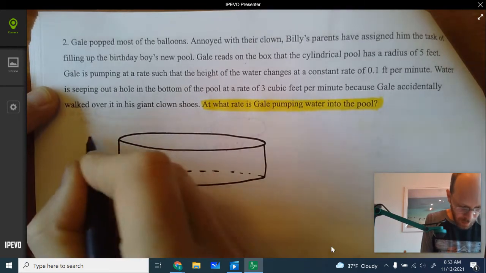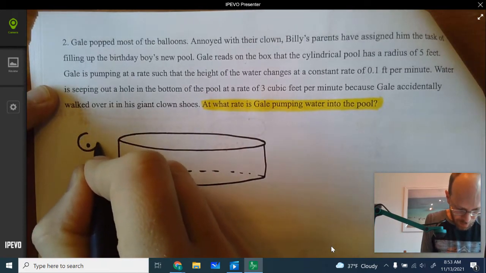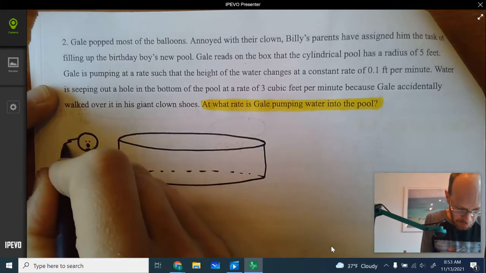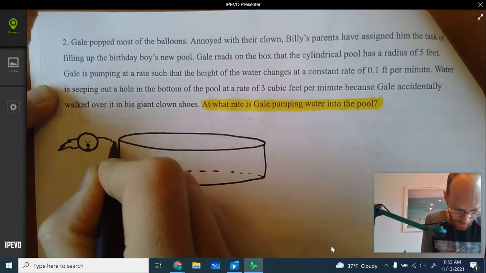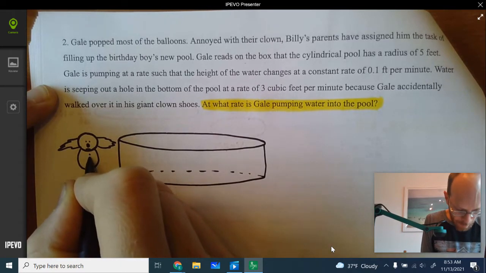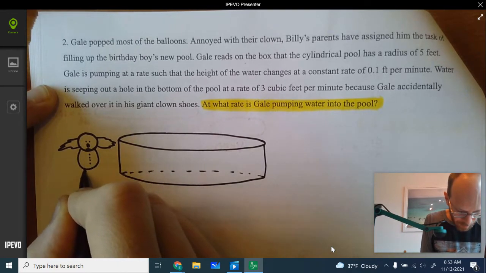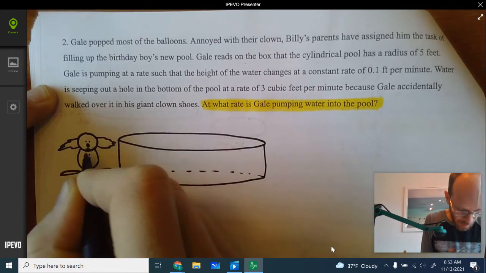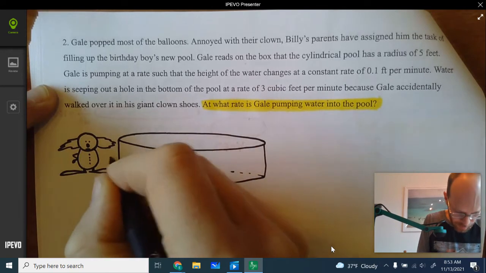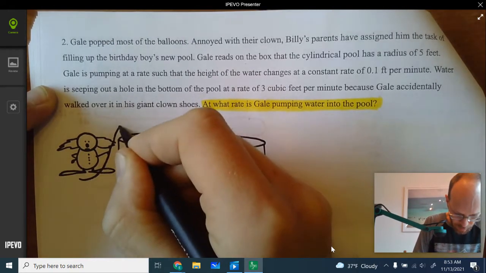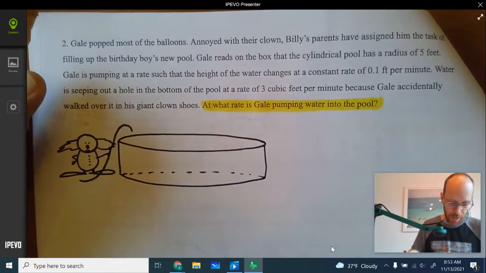And here is a sad clown who has got some really big shoes. And what is he doing? He is using a hose to put water into the pool.